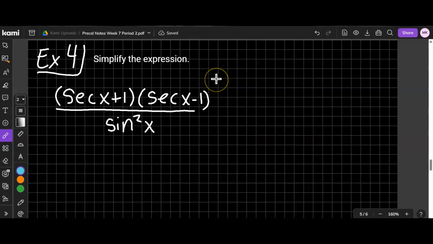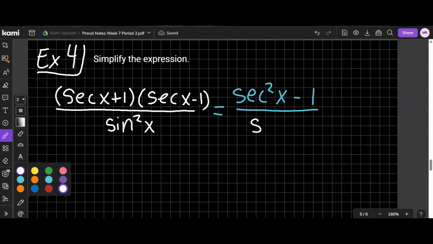What do we notice? Well, by now, you should feel comfortable with noticing the difference of squares. The difference of squares is having that first term the same in both spots, but the difference is you're adding and subtracting with each of those factors. And so, when we multiply by the difference of squares, on the top, you'll have your secant squared of x minus 1, and that's all still divided by that sine squared of x. So, what do we do now?